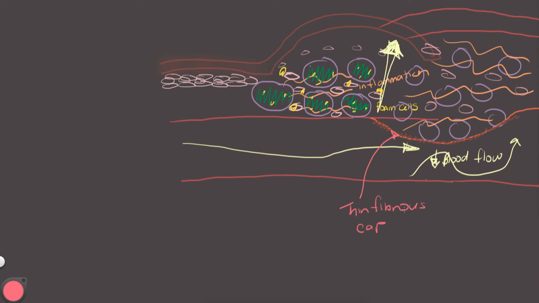So when that thin fibrous cap ruptures, that's when we have a problem, or that's when we start to see things like platelet aggregation and clot formation happening. When we start talking about atherosclerosis, when we start talking about things like acute coronary syndromes, we'll start getting into the details of what's going to happen when a plaque ruptures.